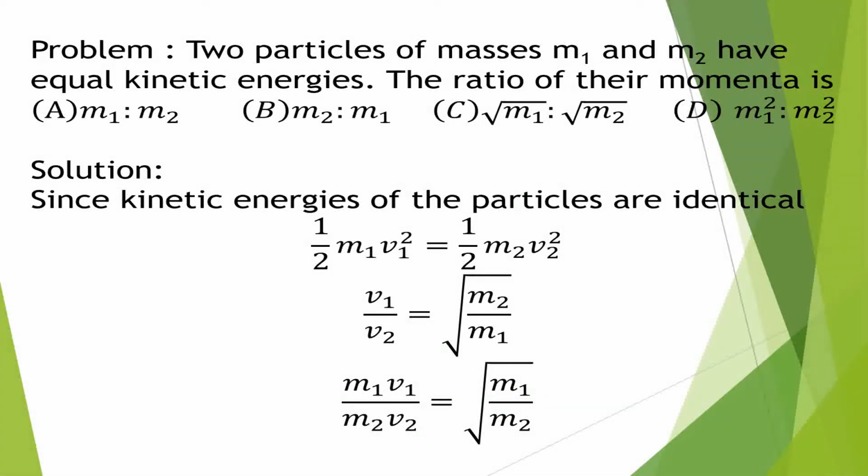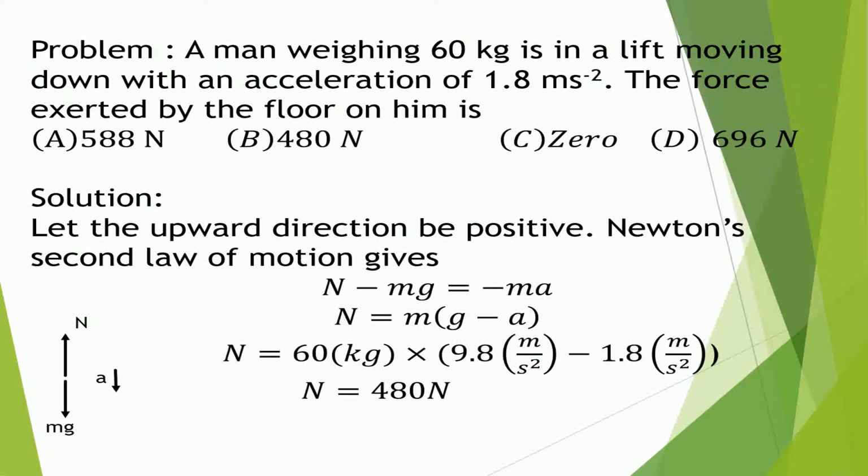Let's look at the next problem. A man weighing 60 kilogram is in a lift moving down with an acceleration of 1.8 meter per second square. The force exerted by the floor on him is. So this is an interesting problem, and we need to go to the free body diagram.